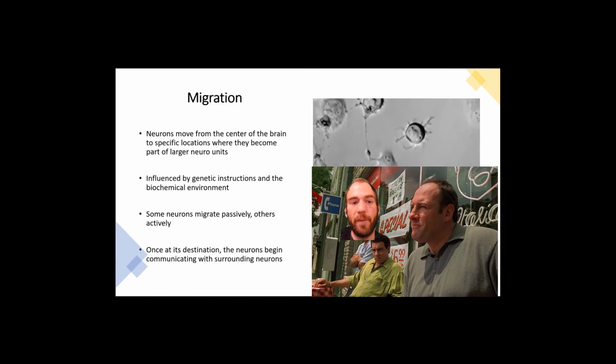So literally, you're migrating, moving from the center to specific locations, and it's influenced by genetic instructions. Basically, some are just swept away; they're passively taken there, and others are en route. They've got a roadmap, and they're trying to get to their destination. But regardless of how they get there, once they get there, you start to see the development of very complex neurological networks that will be with that child, that fetus, for the rest of their lives.